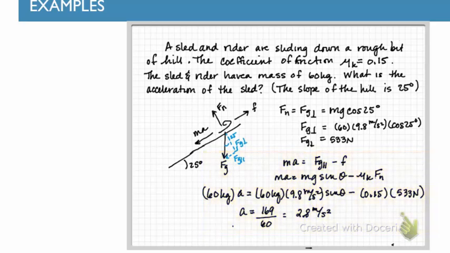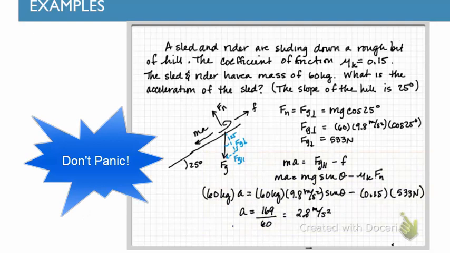Once again, just like every other force question, it comes down to figuring out where the forces are, figuring out what you need, finding the coefficients and plugging things in based on, in this case, perpendicular and parallel forces.